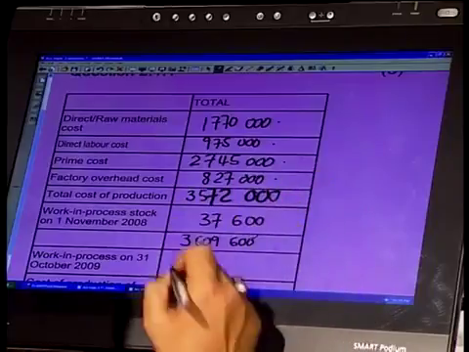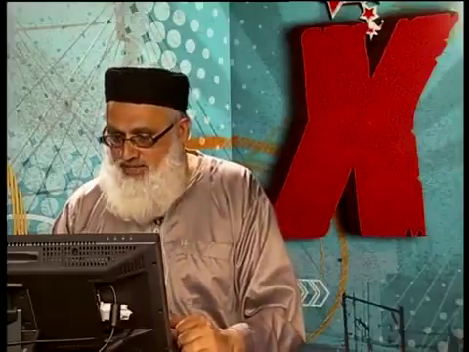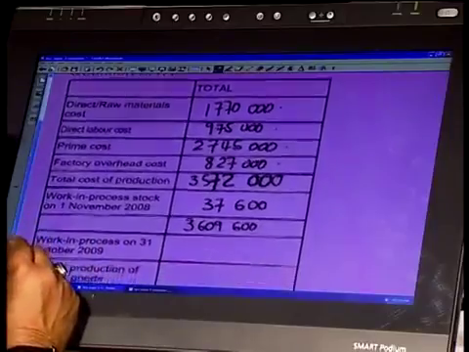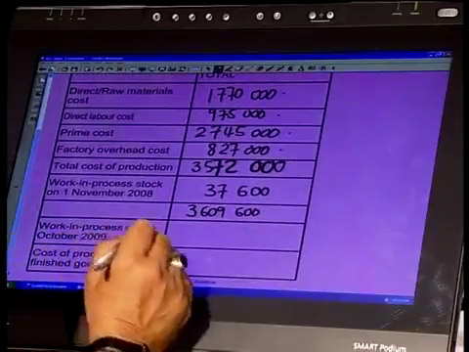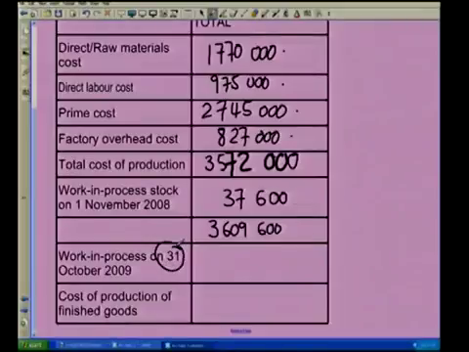3,609,600. Remember, this is a work with figure. What have you done? You've added your total cost of production plus your work in process to give you this figure here, which is a work with figure. In other words, you continue to work with this figure. Next one, what do we need?